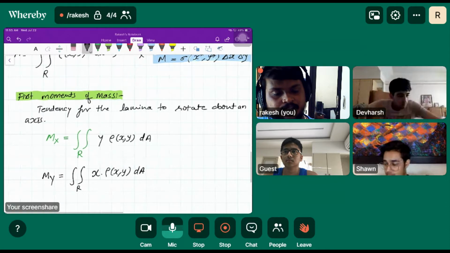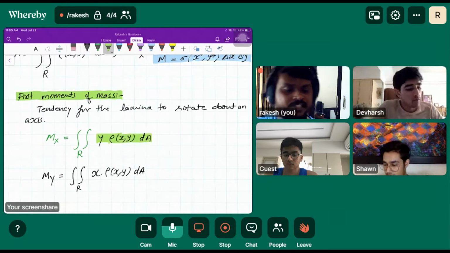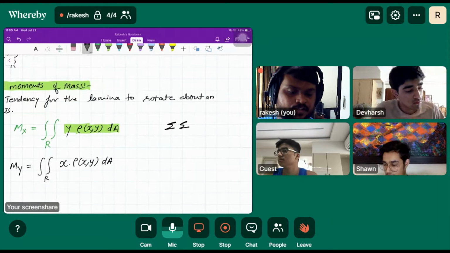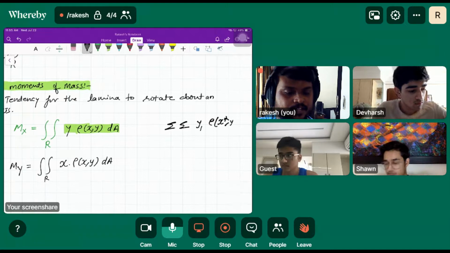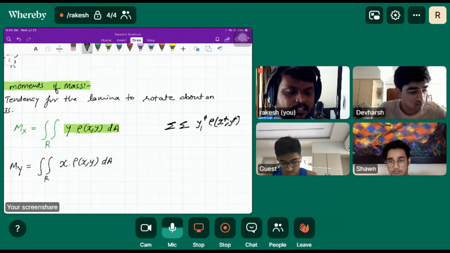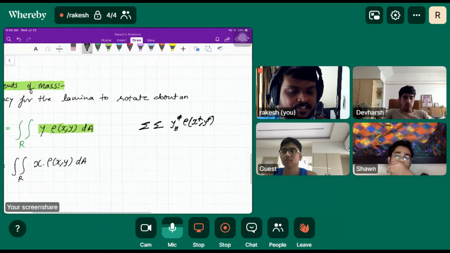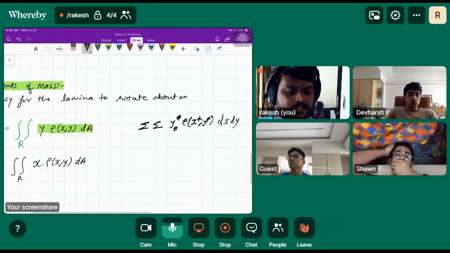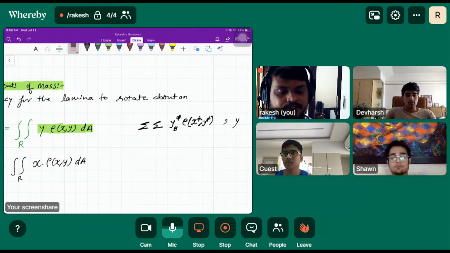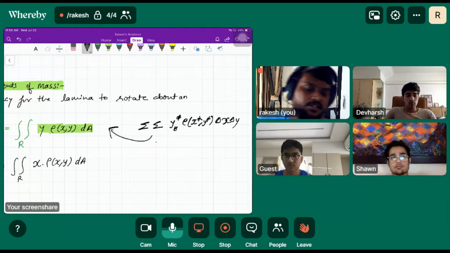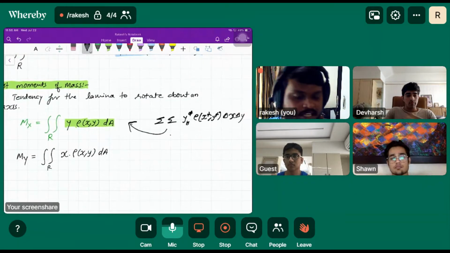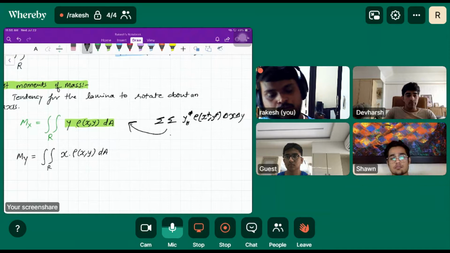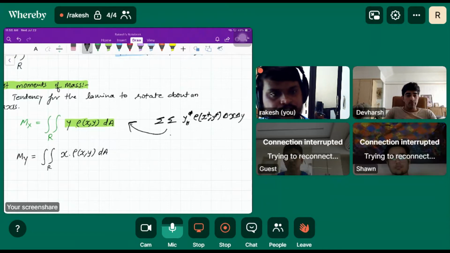We apply the same concept here: summation, distance y, rho(x star, y star), with y star also outside, and then we apply the integration. As per the definition, this is replaced by a double integral sign, with delta x delta y. So the concept is the same. We are just applying the definition of the moment of mass and moment of inertia. The second moment of mass is called the moment of inertia.